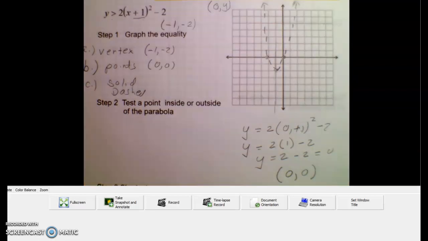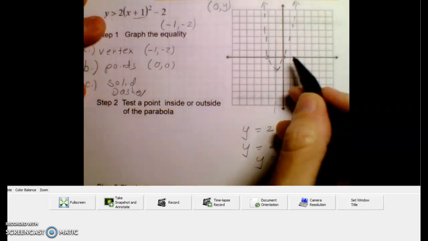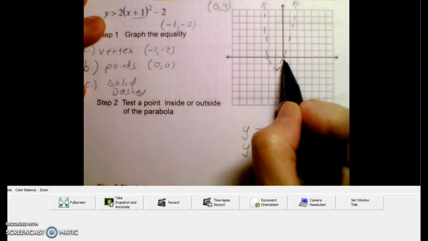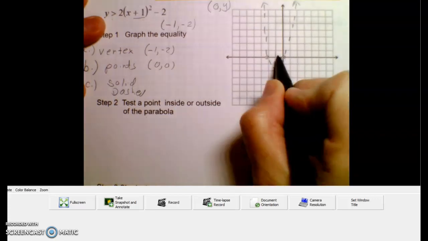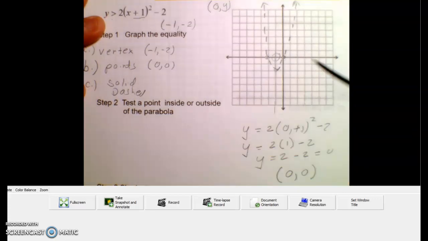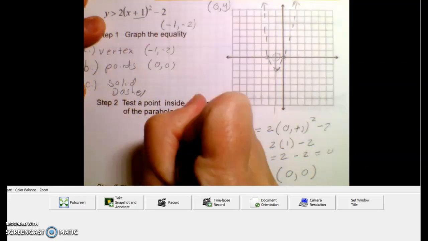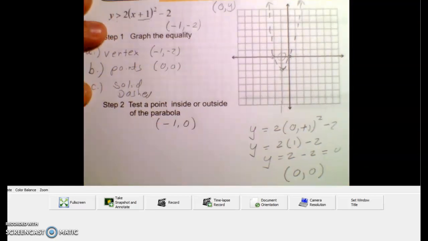All right, now I need to test inside or outside the parabola. So I'm going to choose a point. I'm going to choose, well, I can't choose 0, 0 this time because the parabola goes right over 0, 0, and I know it's not a point that's going to work. So I'm just going to pick one that's right there. Easy to see. It is -1, 0. So let's take that point, -1, 0, and we're going to put it into our equation.